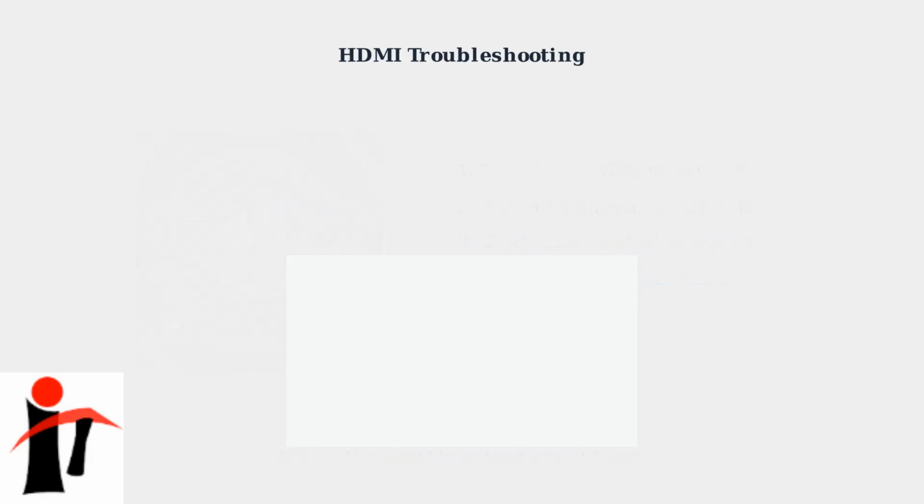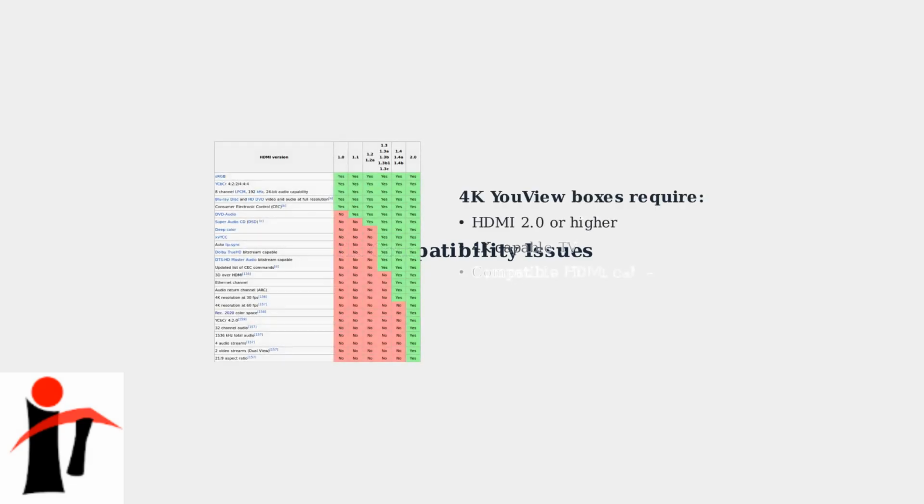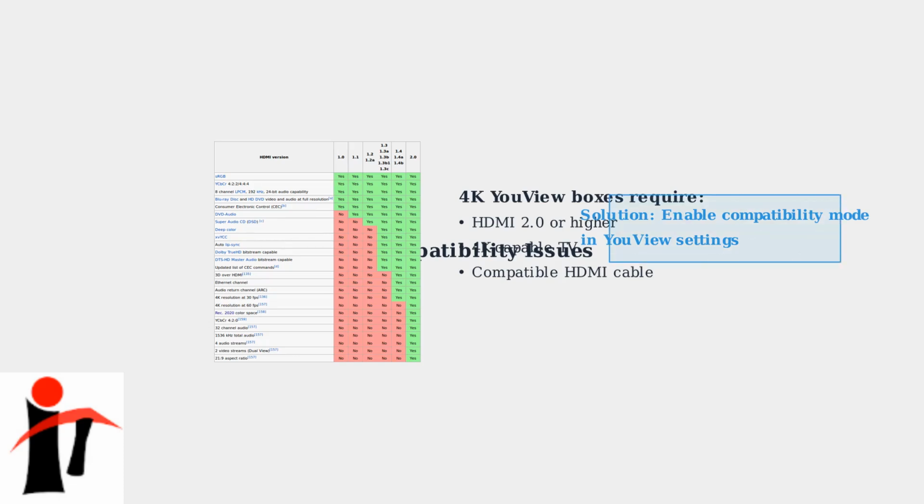For newer 4K YouView boxes, compatibility with older TVs can be a significant issue. Modern YouView boxes output 4K resolution, but older TVs may not support this. The HDMI version compatibility becomes crucial for proper signal transmission. If your TV doesn't support the YouView box's output resolution, you'll see a no-signal error. Check your YouView settings for resolution options and select a compatible format.